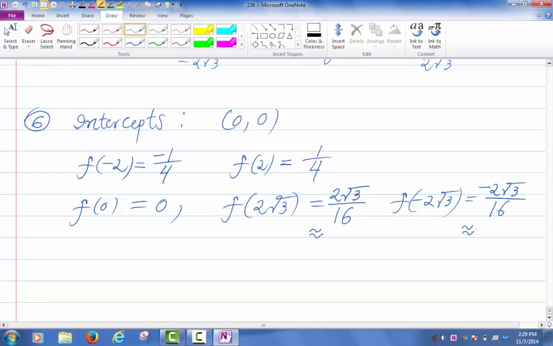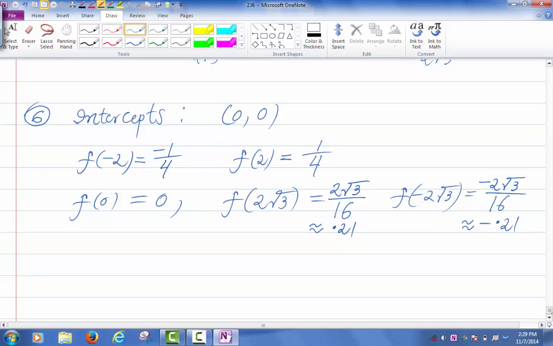What are these approximately from your calculator? What's that? Okay, 0.21, and this will be just the negative of that. Negative of 0.21, okay?